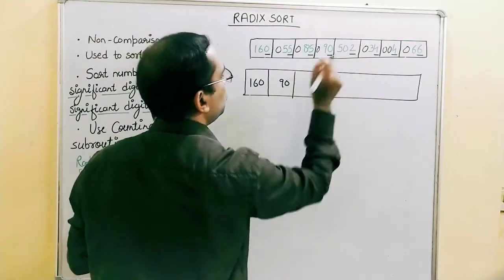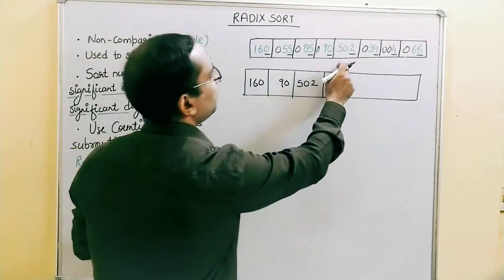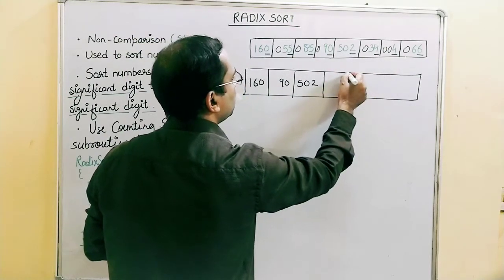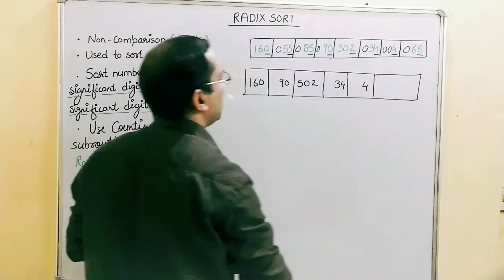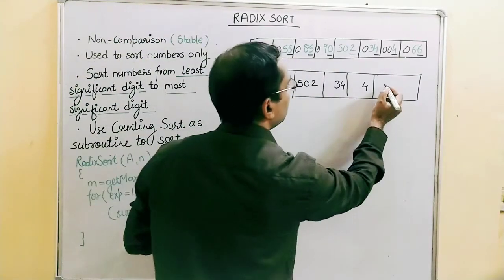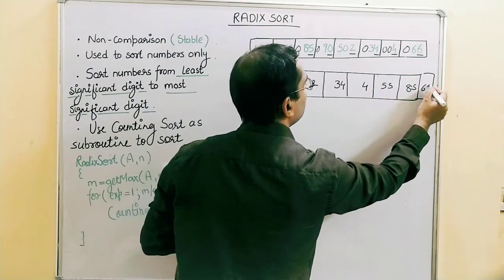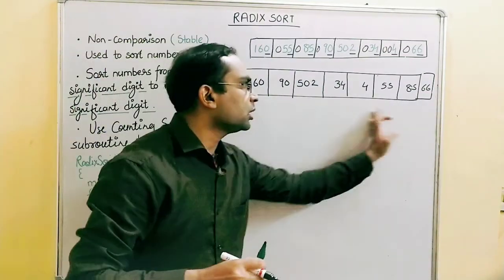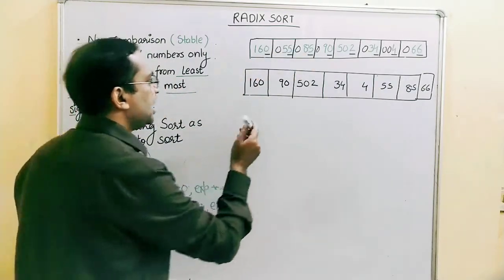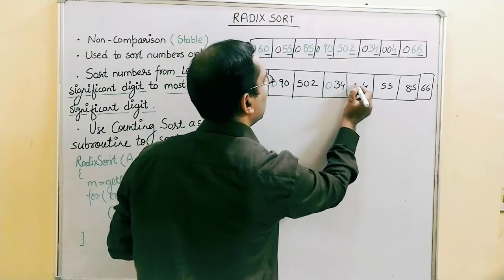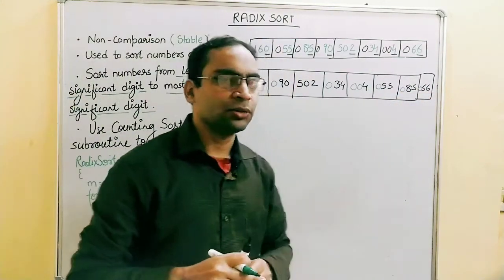After 0 we have this 2, so we will have 502, because we are sorting on the basis of the ones place. And after 2 we have 4, so we can see that 34 is already placed before, and then it's 4, so we'll write 4, and after 4 we have 55 and 85. So I'll write 55 and then 85, and in the last we have 66. So this is how we sort these numbers on the basis of the ones digit, the least significant digit. So this is pass number 1. I'm adding 0 just before them so that I make sure these are 3-digit numbers.